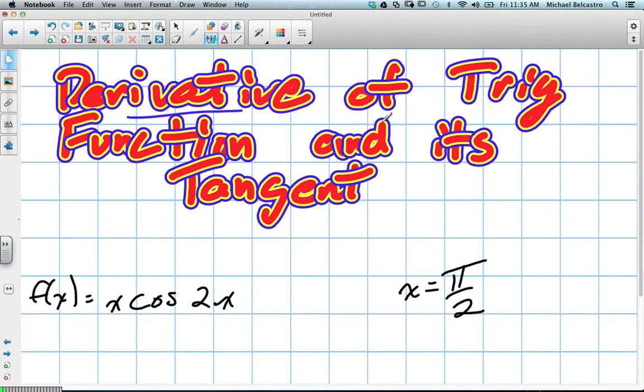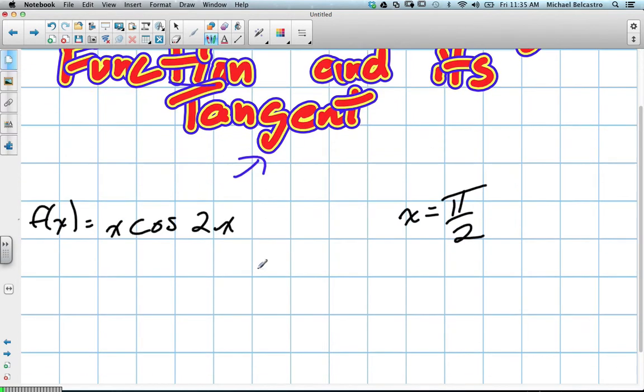Okay, we're going to go over the derivative of a trig function and its tangent. So we have our function here, and what we'll be looking for is the equation of the tangent at x is equal to pi over 2. So we'll be working in radians in this question.